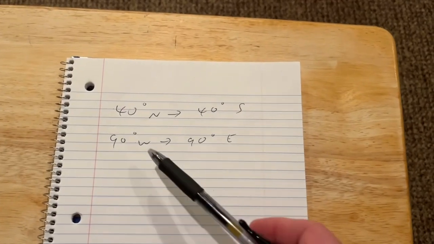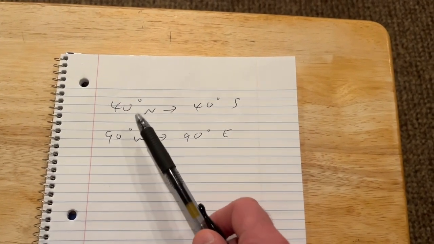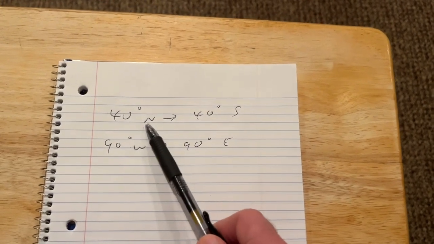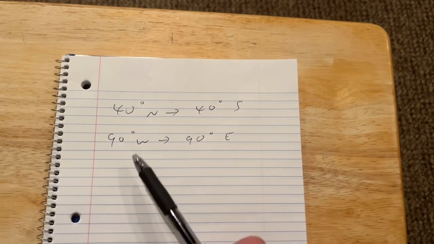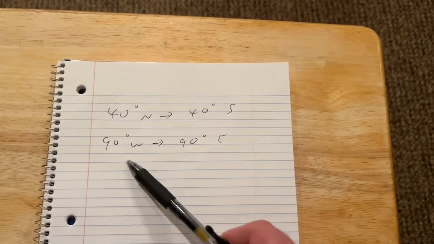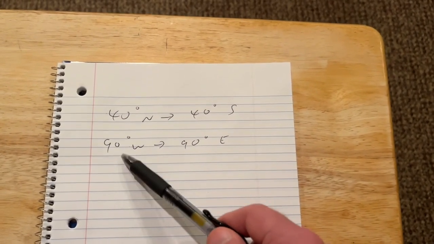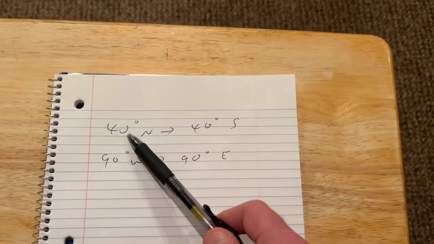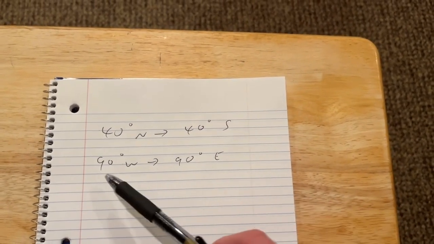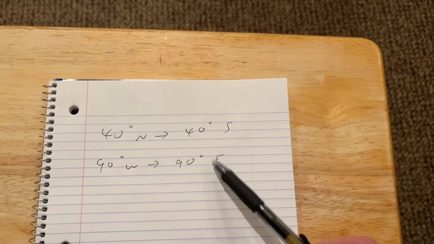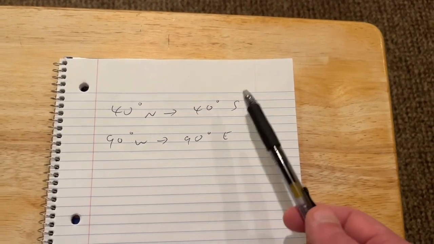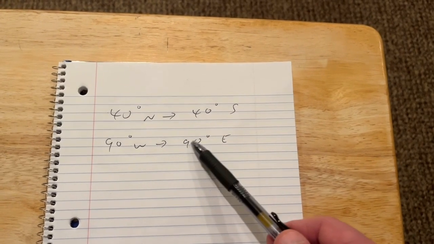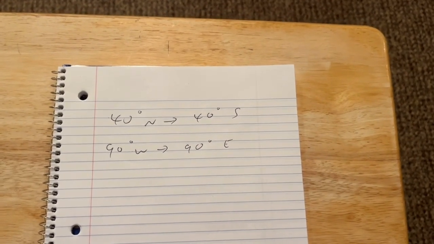So here in North America, we're at about 40 degrees north of the equator, so we're about halfway up the globe. We're about 90 degrees west on our longitude, which means we're a quarter of the way around the planet from Greenwich, England. Change your 40 degrees north to 40 degrees south, 90 degrees west to 90 degrees east. That puts us way out in the Indian Ocean, about 1,300 miles from Perth, off the west coast of Australia.